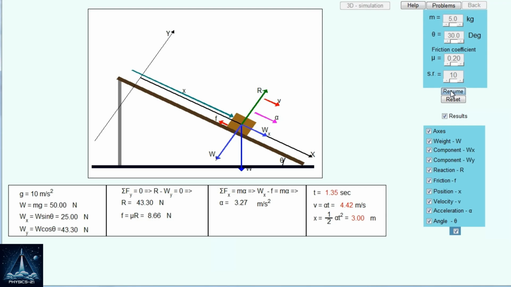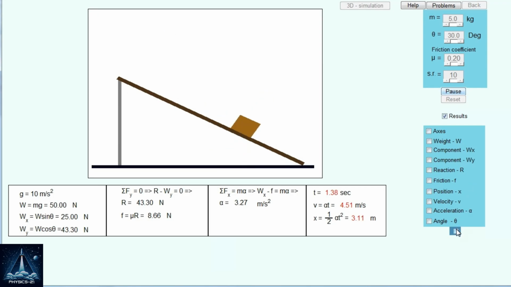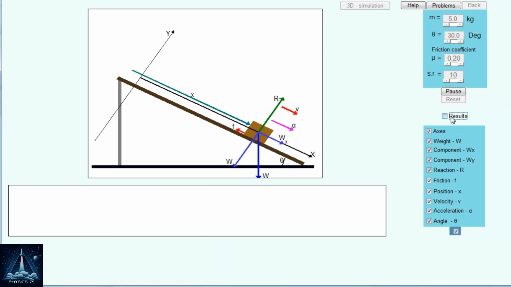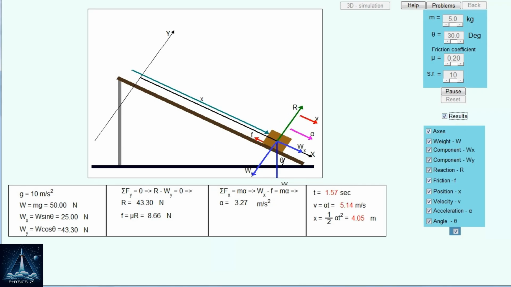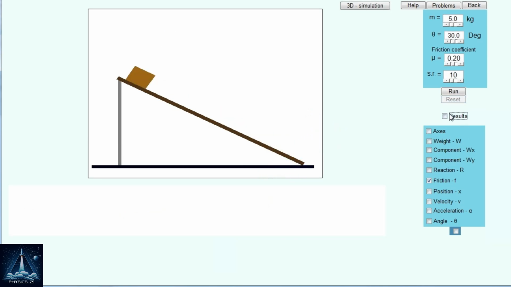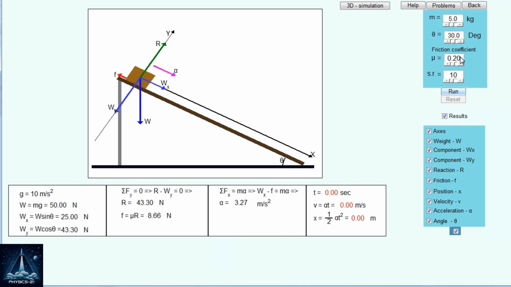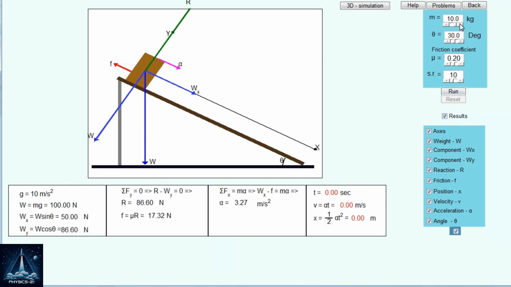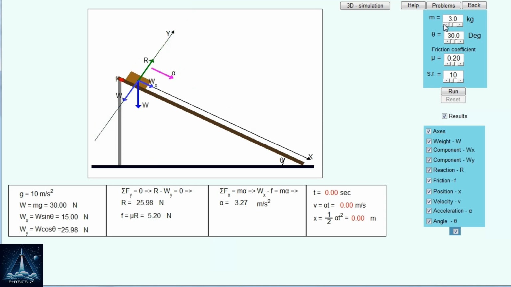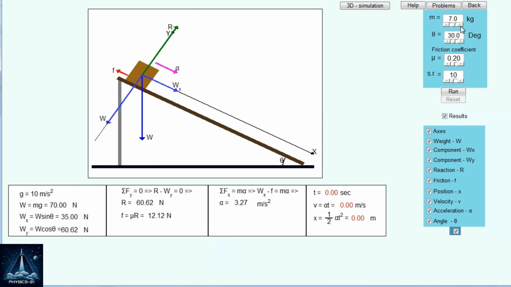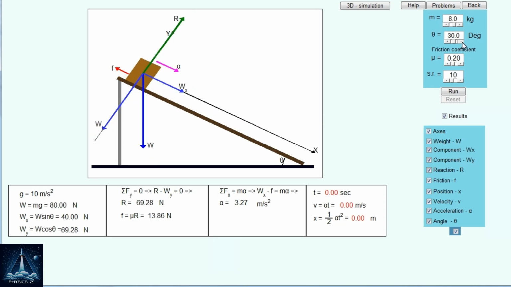We can interrupt the motion. We can hide the vector quantities of the phenomenon. We can hide the results table. We can reset the simulation to its initial environment. We can select various combinations of parameters and study the simulation.